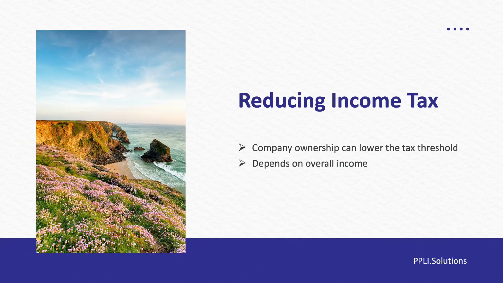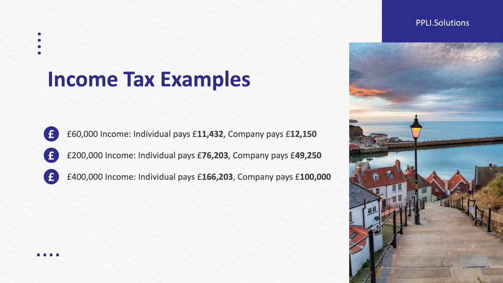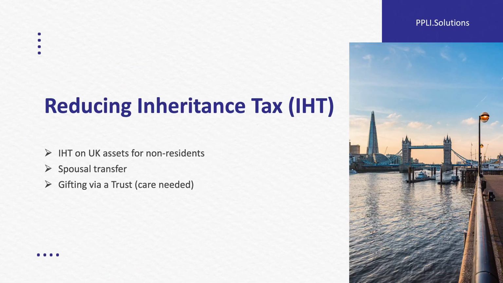When it comes to income tax on rental income, holding the property within a company can sometimes lead to a lower tax threshold. However, it's crucial to consider your other income sources, as this will influence the overall tax liability. Let's illustrate that with some examples. As you can see here, depending on the rental income, using a corporate structure can result in a significant difference in tax paid. Inheritance tax for non-residents generally applies to UK-based assets, including property.